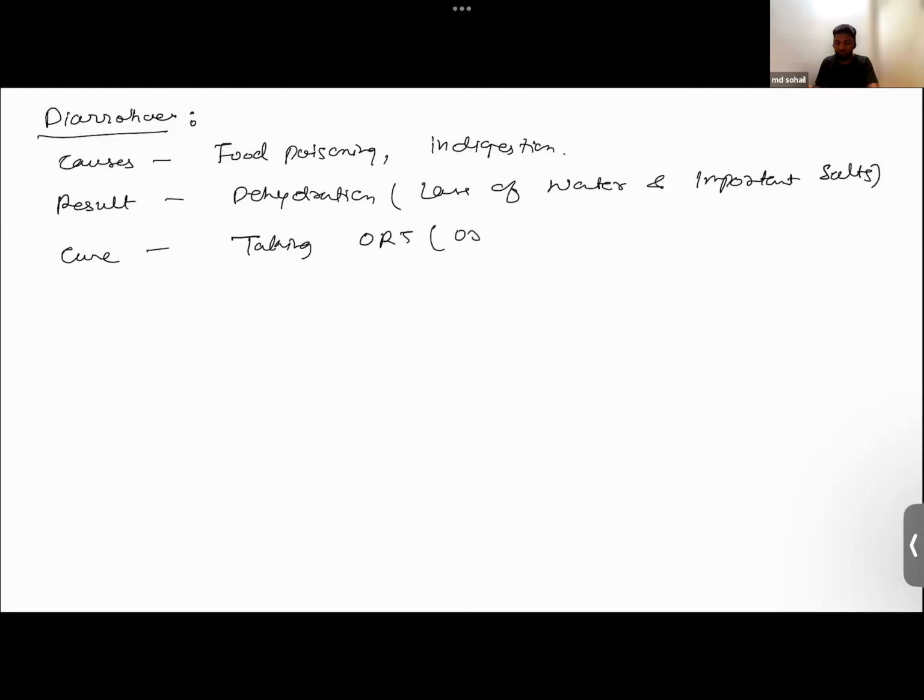So ORS is oral rehydration solution, guys. This oral rehydration solution consists of necessary minerals and salts required by the body. This will make up for the loss of water and salt in the body. In fact, it provides some amount of sugar also. Why sugar? Because sugar provides instant energy, and this will basically help in the recovery from the disease.